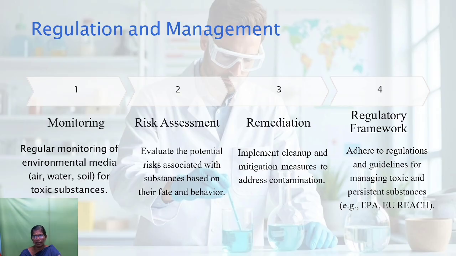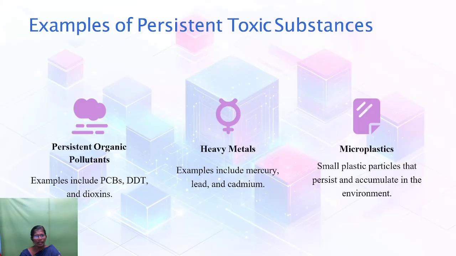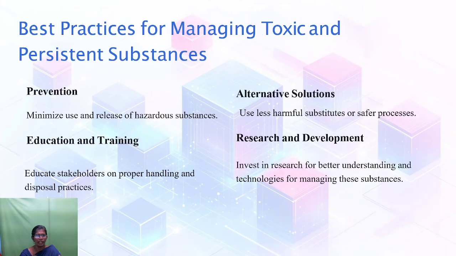EPA is there, European Union REACH is there. Then examples for persistent and toxic substances include persistent organic pollutants like PCBs, that is printed control boards, DDT and dioxins, and heavy metals including mercury, lead, cadmium, nickel, etc. Microplastics are small particles of plastic which are accumulating in the environment.